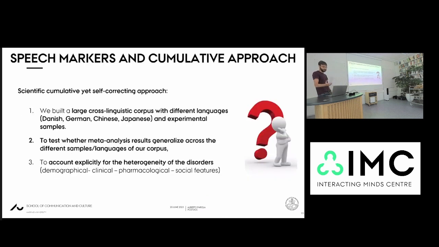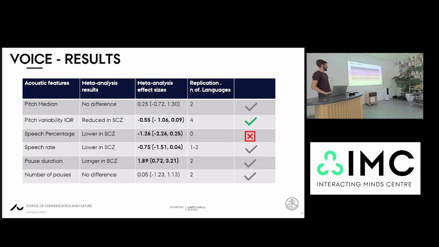So we started to do some work in the field. We built a large cross-linguistic corpus of audio recordings of patients and controls in four languages: Danish, German, Chinese, and Japanese. Relying on the suggestions from the meta-analysis, we tried to do better and improve the field a bit. So we used this corpus to test whether results from the meta-analysis generalize across the different samples in the different languages. We also tried to account explicitly for the heterogeneity. So, for example, we assessed the association with demographic and clinical features, pharmacology, and social features. And these are the results in brief.